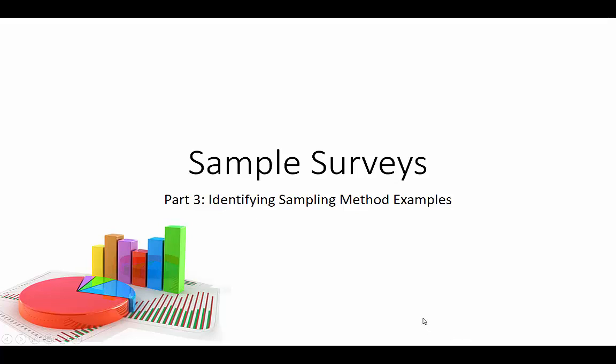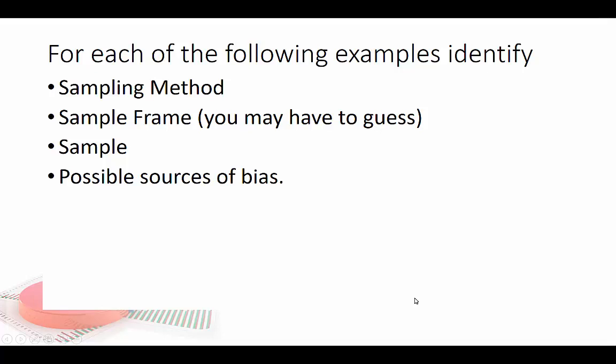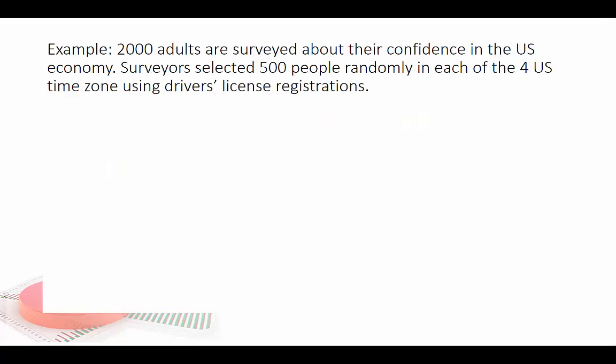Let's go ahead and go through a few examples for identifying sample methods. What we're going to do is identify the sampling method, the sample frame. You might have to guess sometimes, so when you get a problem, it just could be kind of general. The sample and possible sources of bias. If it's a stratified sample, you should identify the strata. And if it's a clustered sample, you should identify the cluster.